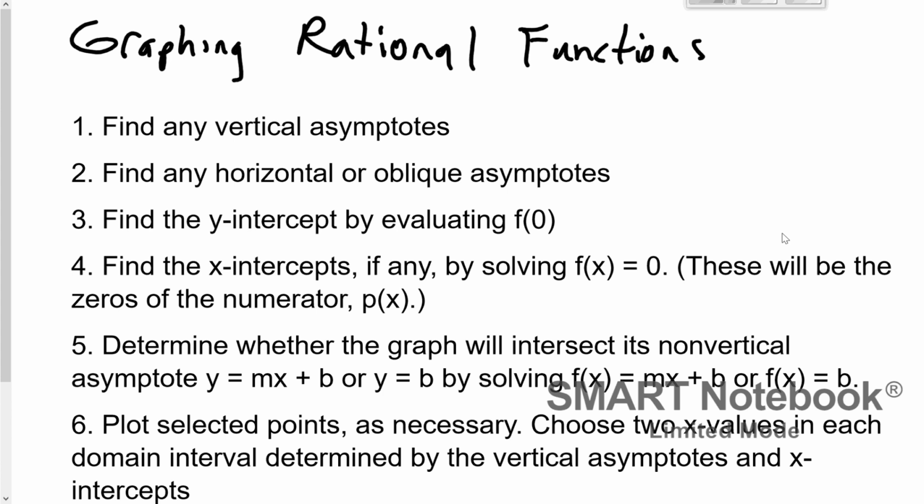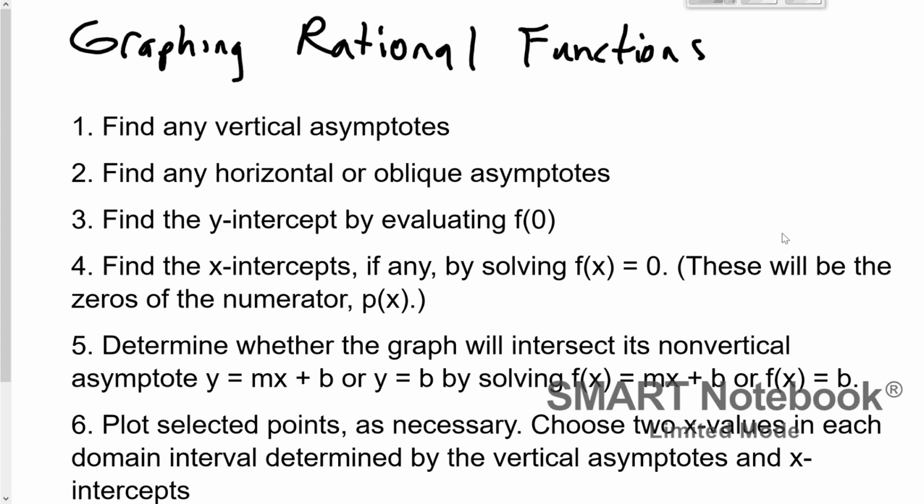Here's the next session, steps to graphing rational functions. So here are some steps to graphing rational functions. You can copy these down, or you can let me talk about them first, and then you can write them down, and I'll try to talk about them real fast, right? So first one, find the vertical asymptotes.